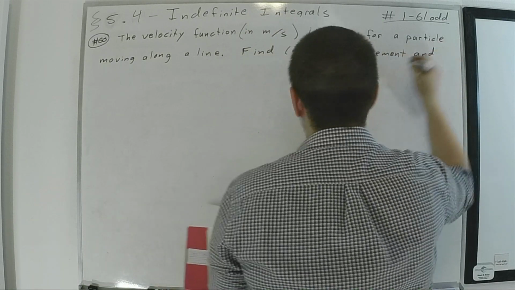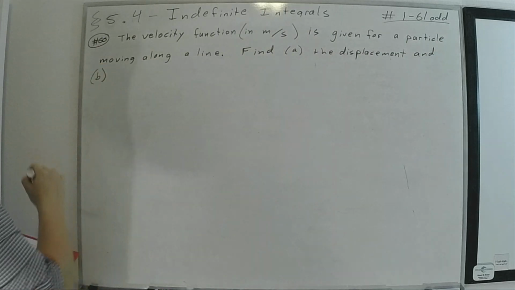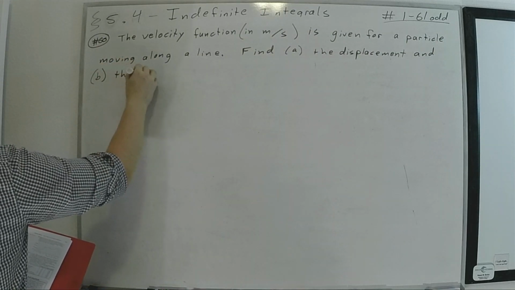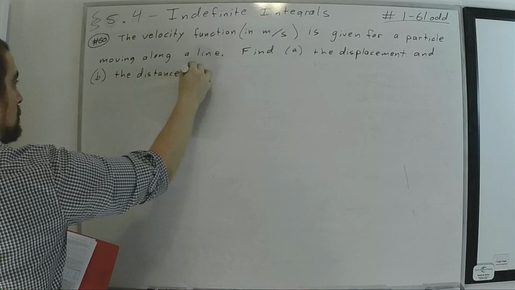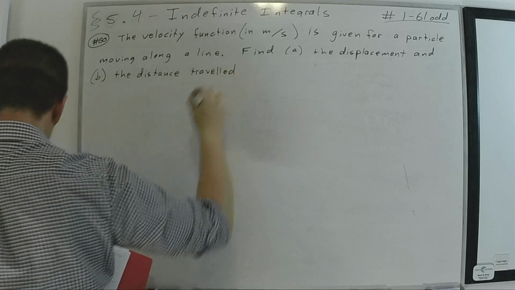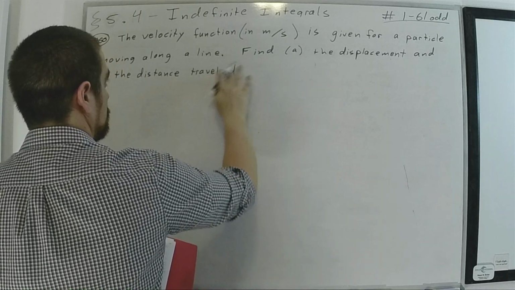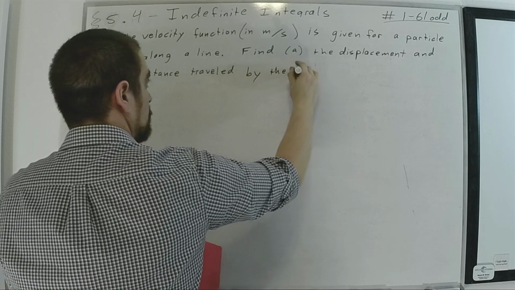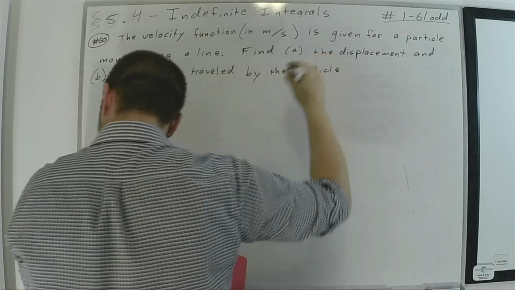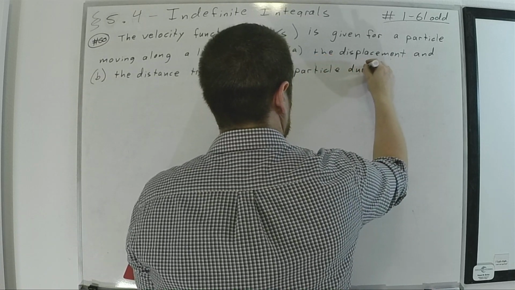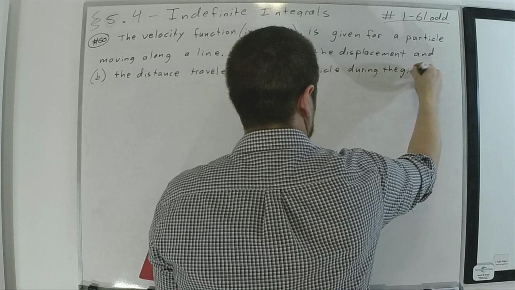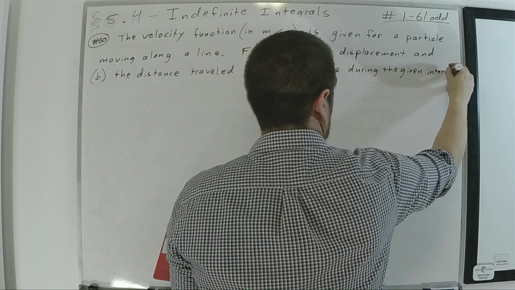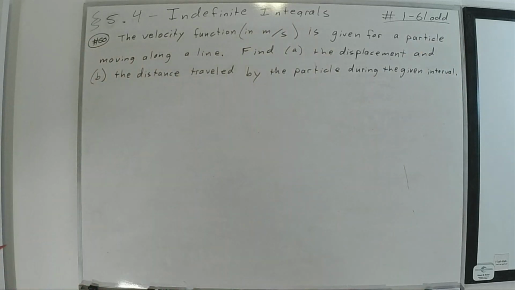And B, the distance traveled by the particle during the given, well, let's see if I can squeeze it in, interval, perfect. So they want us to find the displacement and the distance traveled by the particle during that given interval.